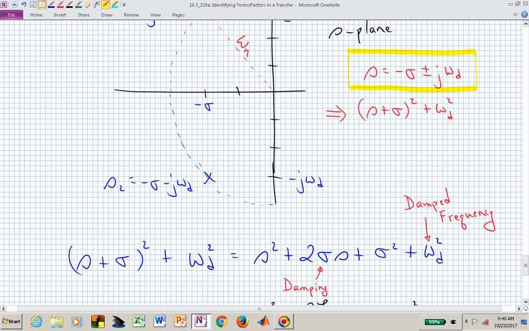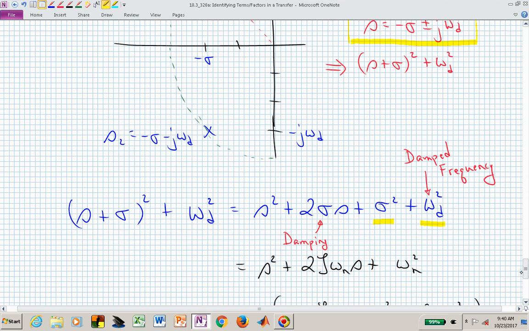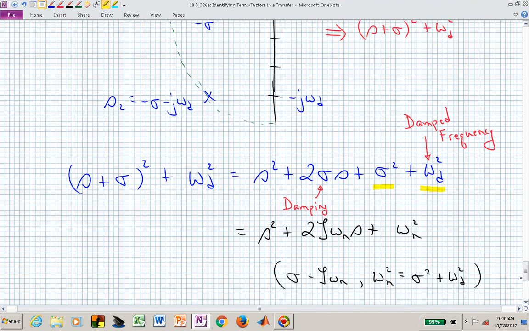The sigma, I may refer to that as the damping in our quadratic factor. The omega sub d, now look, this is not the same as what we had above. Now we are isolating the real part squared and the imaginary part squared. The imaginary piece is the damped frequency. That's omega sub d. When you square that and add that to the damping squared, that's when you get the natural frequency.